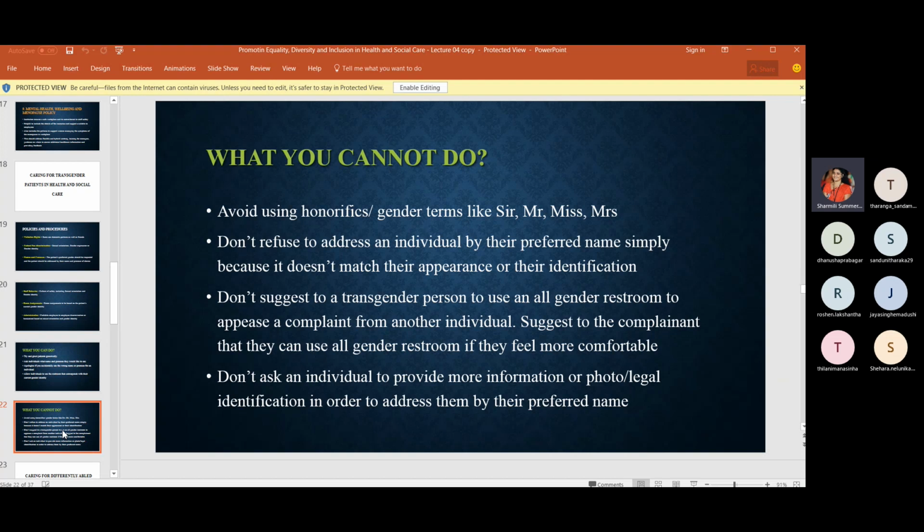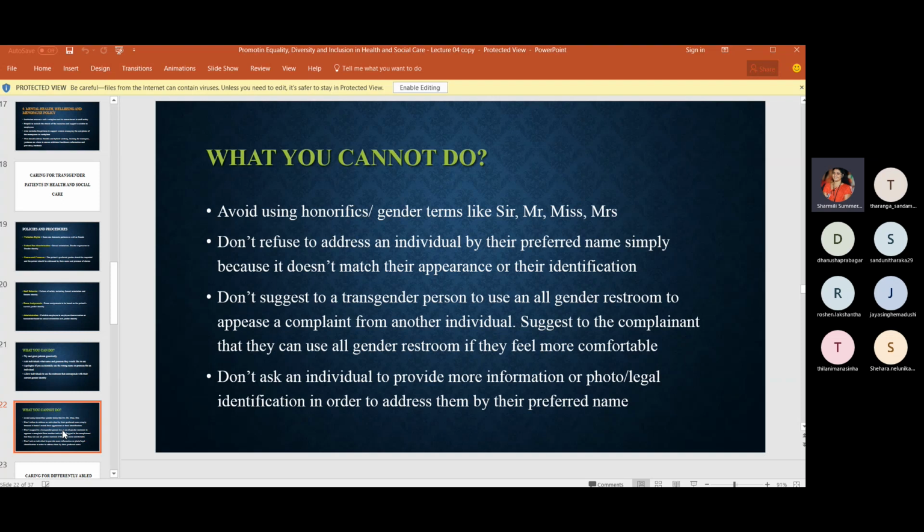Don't refuse to address an individual by their preferred name simply because it doesn't match their appearance. Yes. So if the person tells you a name and likes to be called by that name, there is no point in arguing or accusing. If they like to be called by that name, then you can start to call them by that name. There is no loss for you if you call that particular individual by that name.